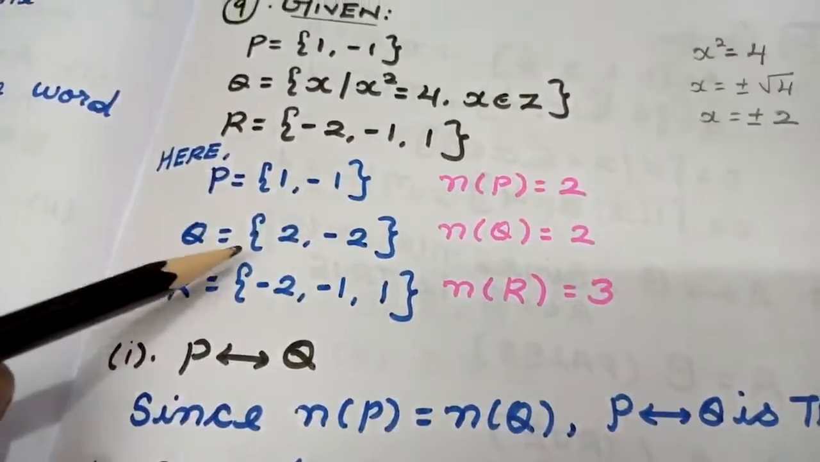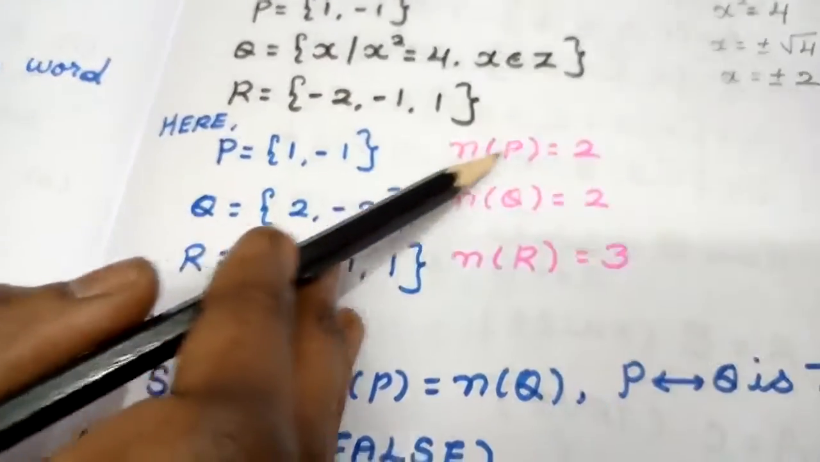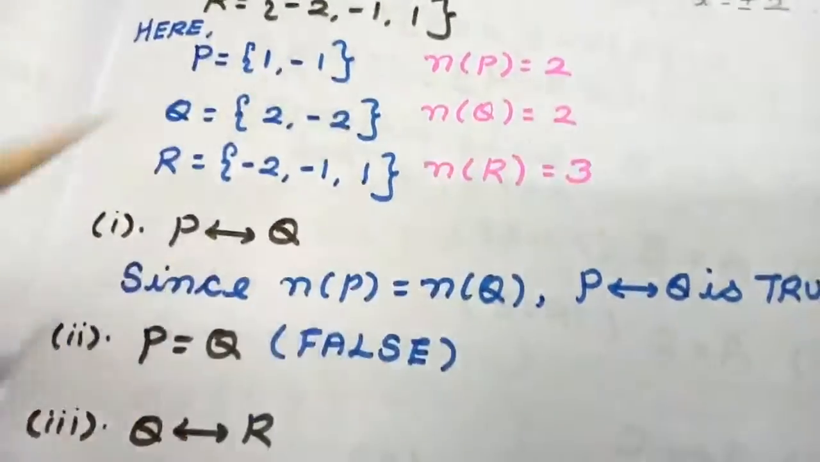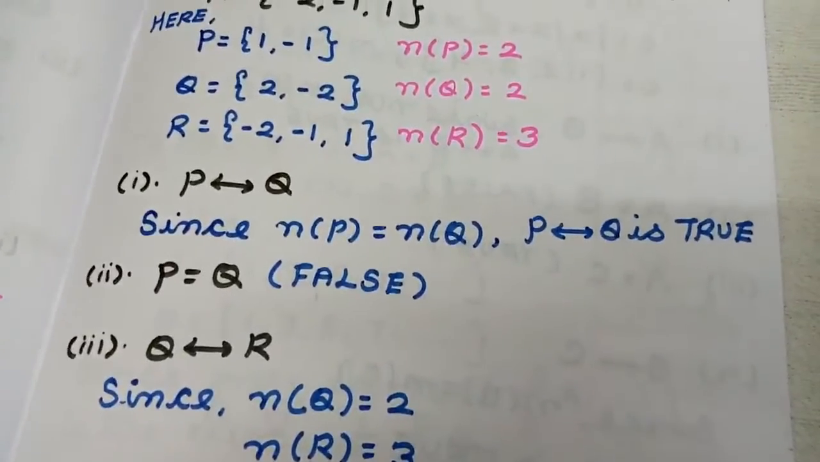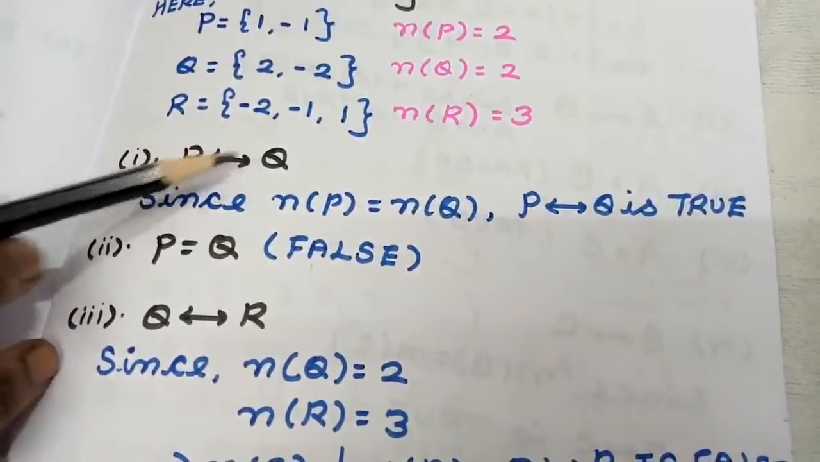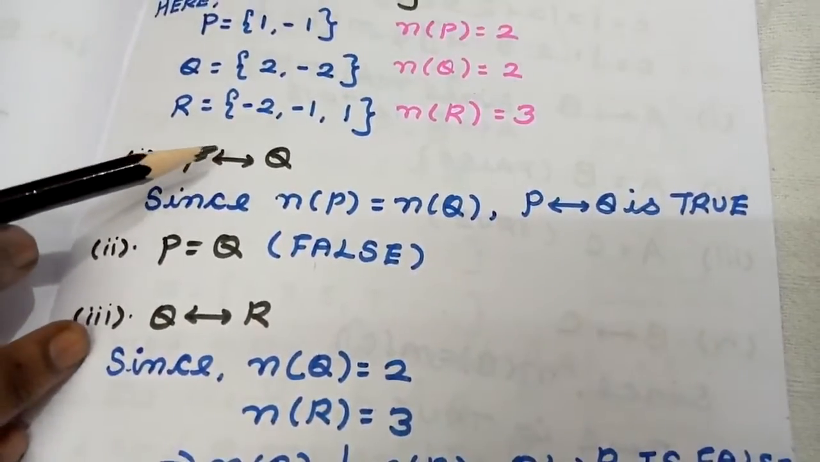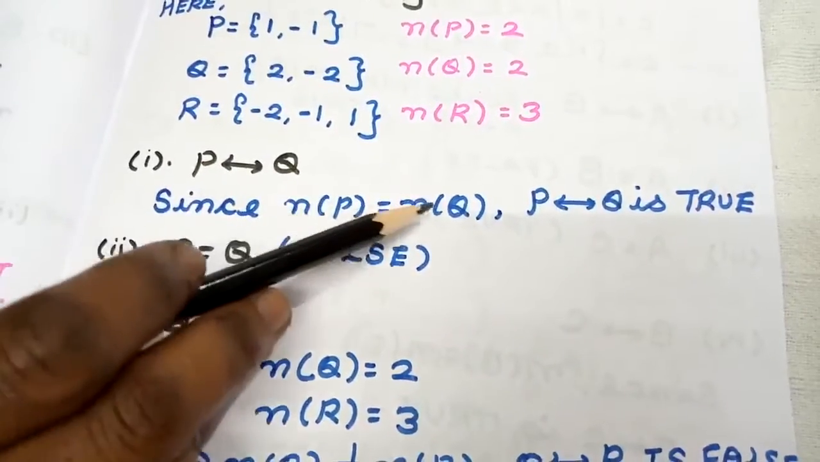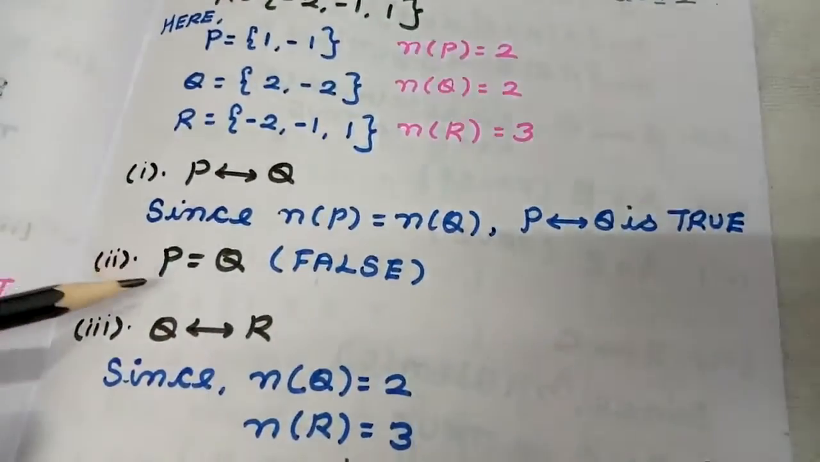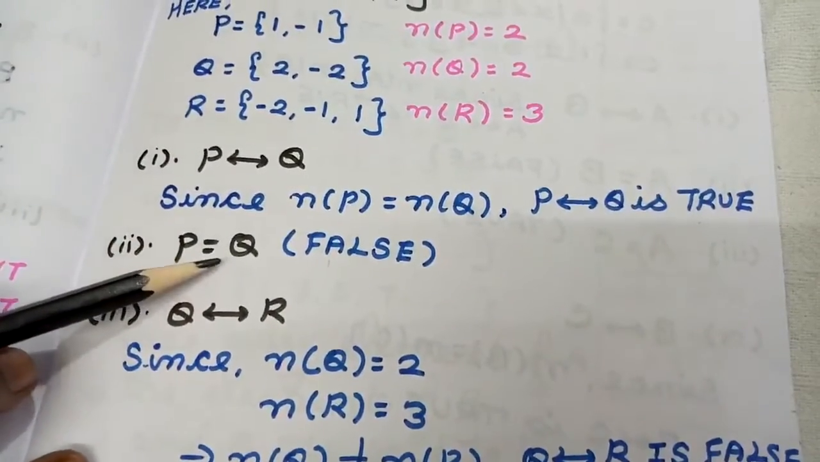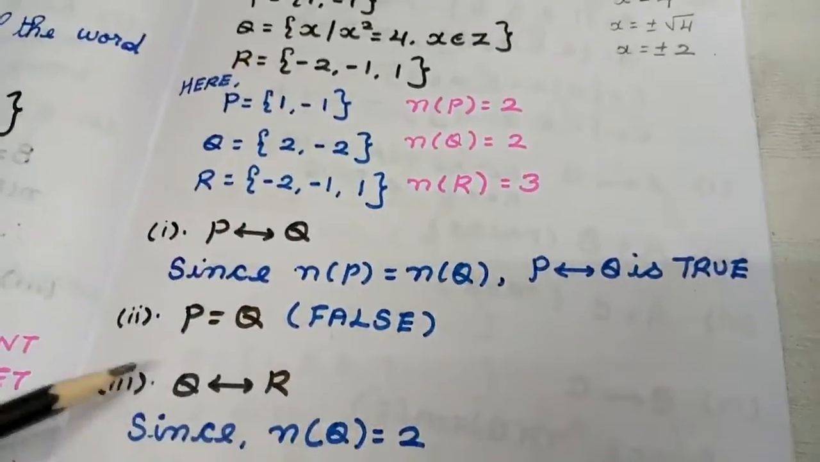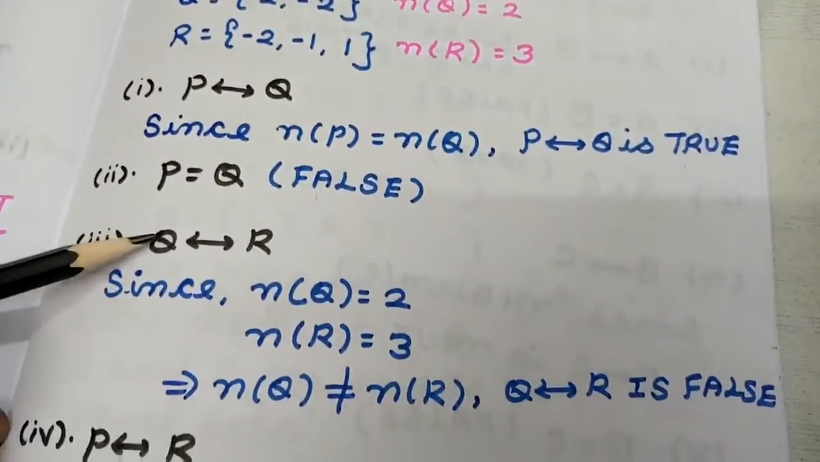P, Q, R, you are going to count the number of elements. N of P equal to 2, N of Q equal to 2 and N of R equal to 3. So totally they are given you 6 questions here. The first one is, they are asking you to check whether P equivalent Q. I am checking here, students. The number of elements in P, N of P equal to N of Q, both are 2. So it is true. The condition is true. The remaining, P equal to Q, means both the sets are different, false.